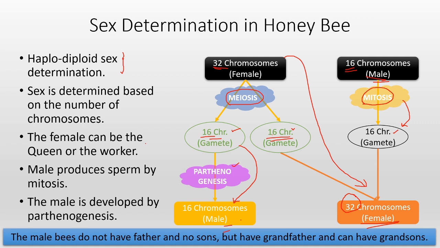So here the female bee can be a queen or a worker, whereas the male is always produced by parthenogenesis and is always the drone. So that is the sex determination in the honeybee. And with this we are coming to a close of this particular concept of sex determination in honeybee.